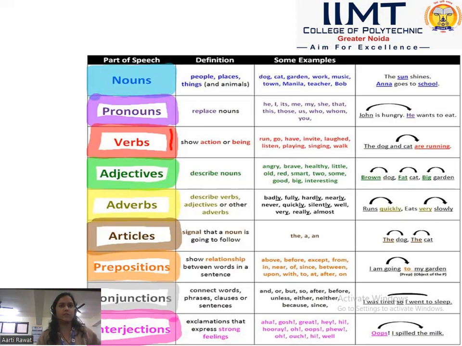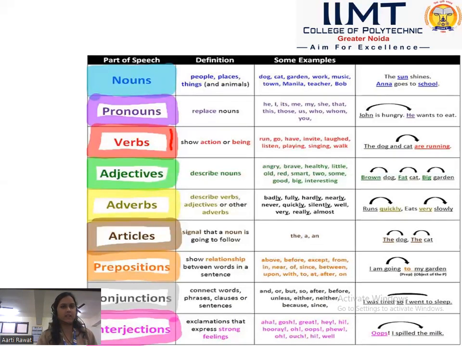तो pronouns का क्या है? Pronouns, the definition: pronouns replace nouns. ठीक है, the word who replaces a noun, it is a pronoun. Some examples: he, I, its, me, my, she, that, this, those, us, who, whom, you. These all are the examples of pronouns. And verbs show action or being, like run, go, have, invite, laugh, listen, playing, singing, walk. These are some examples of verbs.